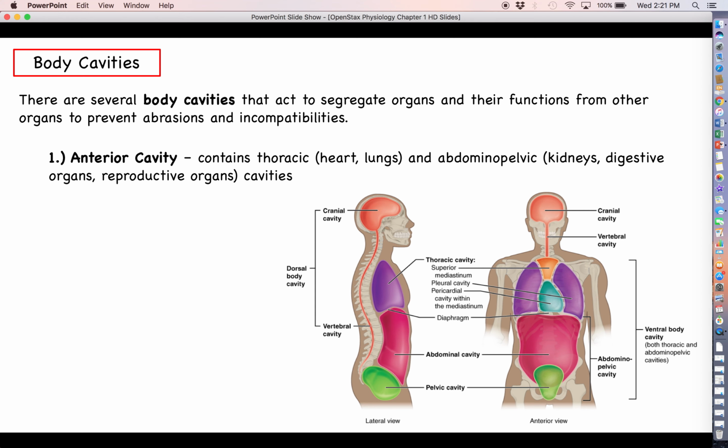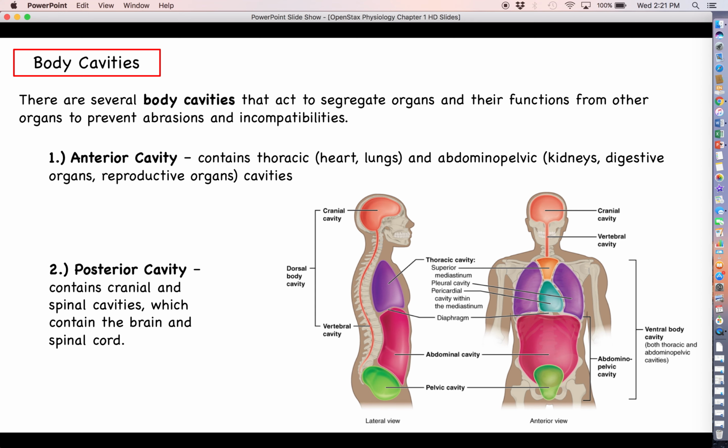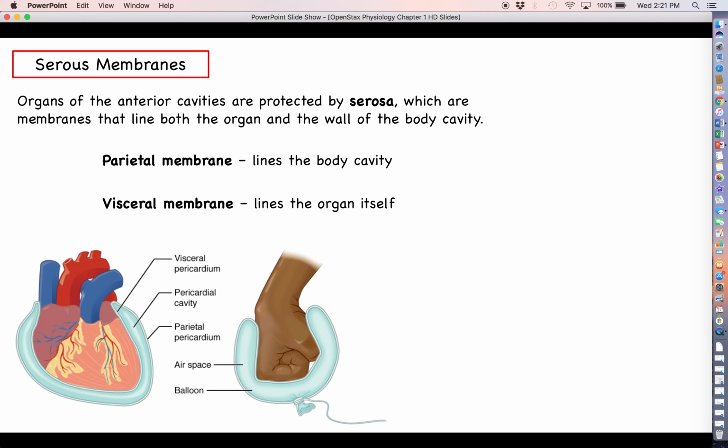So if you look at the leftmost figure, the lateral view, which is a person in profile looking to the side, the anterior cavity is going to contain 2 cavities on its own. It contains the thoracic cavity, which is there in purple, right above the line of the diaphragm, and then the abdominopelvic cavity, which is everything below the diaphragm. And then behind there is the posterior cavity, which is going to contain both the cranial cavity, which is where your brain is located, and the spinal cavity, which is where the spinal cord is located, which threads its way through the vertebral column there.